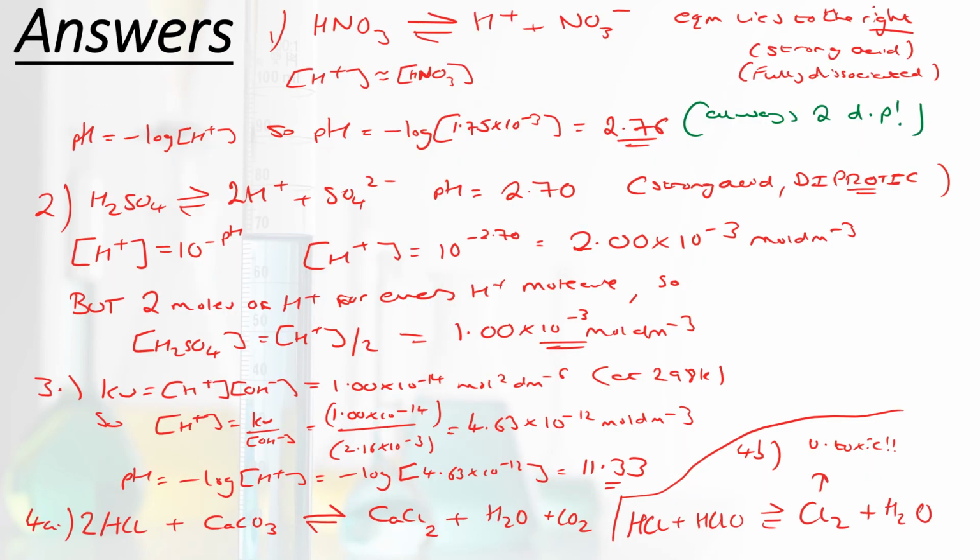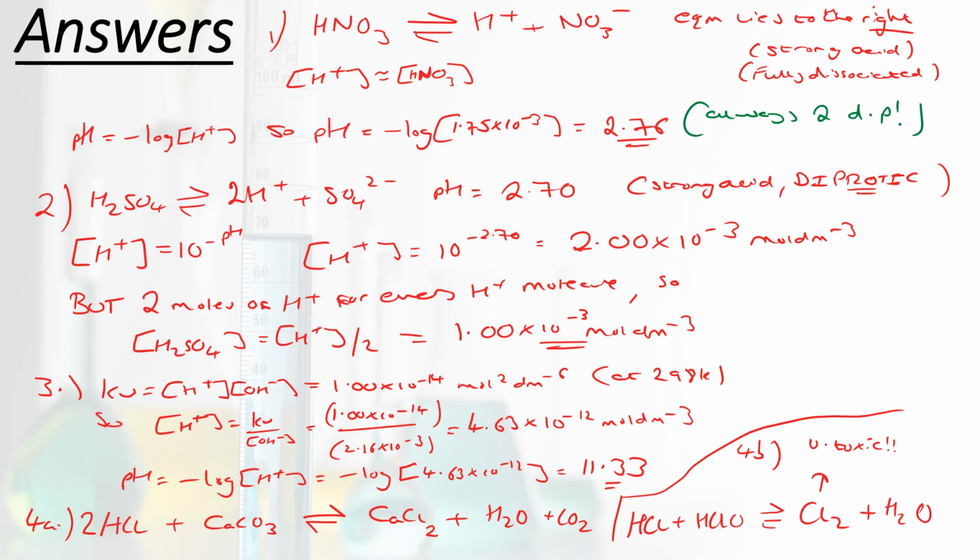So the first question asks us to find the pH of a 1.75 times 10 to the minus 3 mole per decimeter cubed solution of nitric acid. Now, nitric acid is a strong acid, so the equilibrium of the dissociation of HNO3 into H+ and NO3- lies entirely to the right. It's fully dissociated. So our concentration of HNO3 is exactly equal to the concentration of H+. So we can simply use our pH formula, minus log of H+, to give that our pH is equal to 2.76. And again, remember to give it to 2 decimal places.